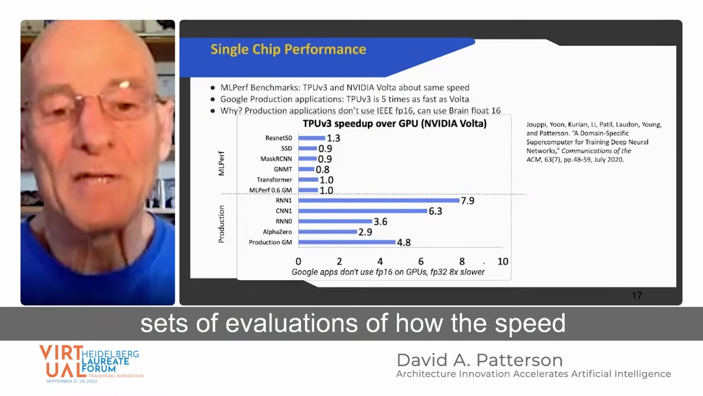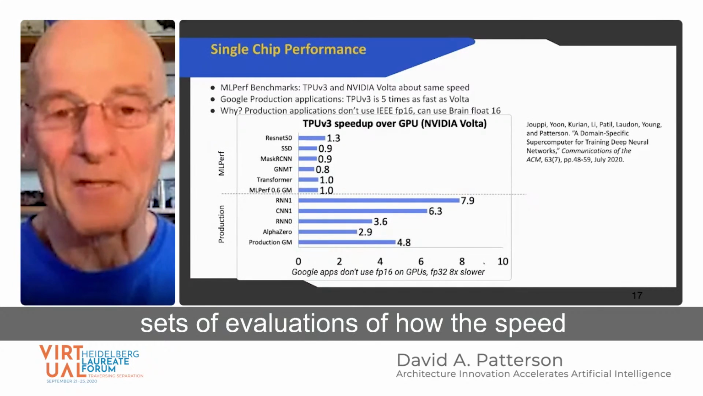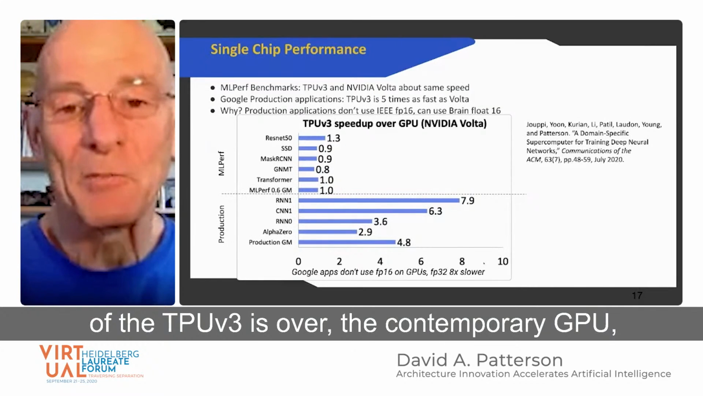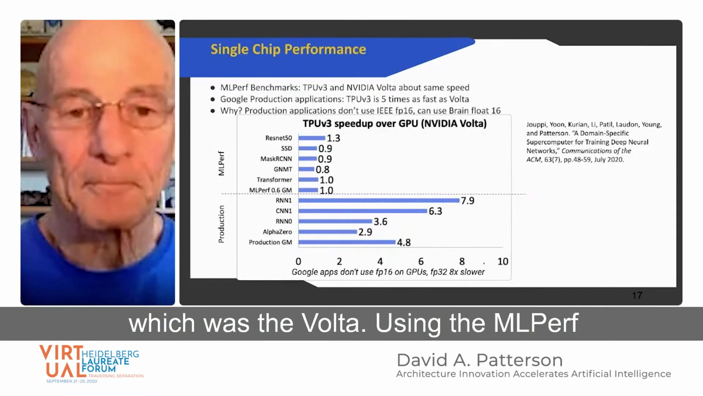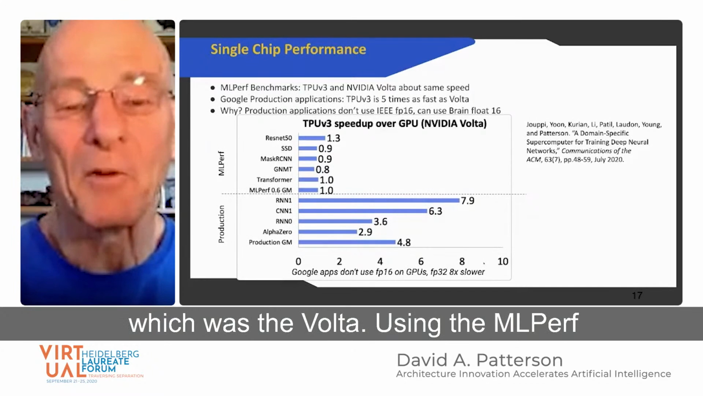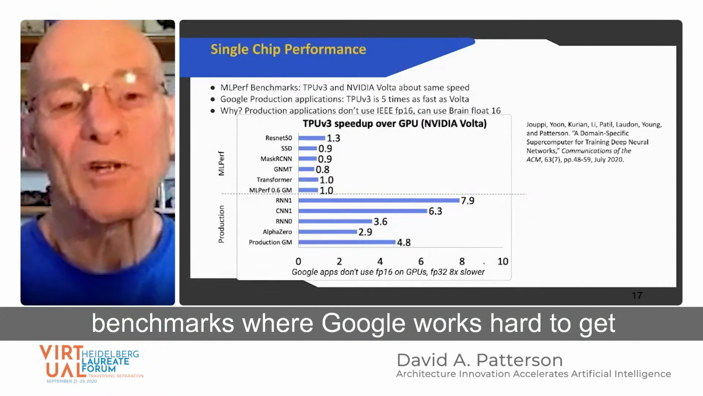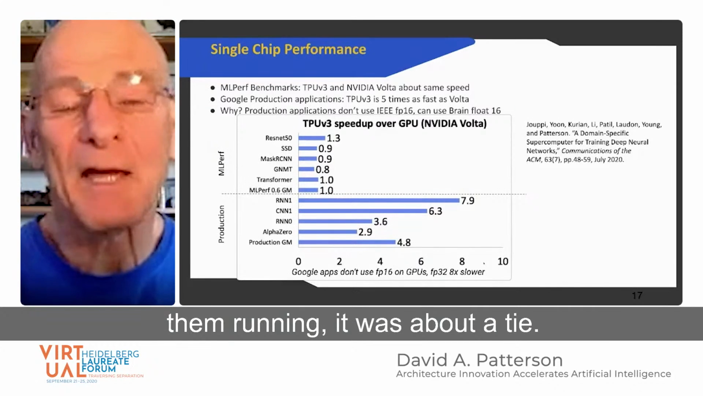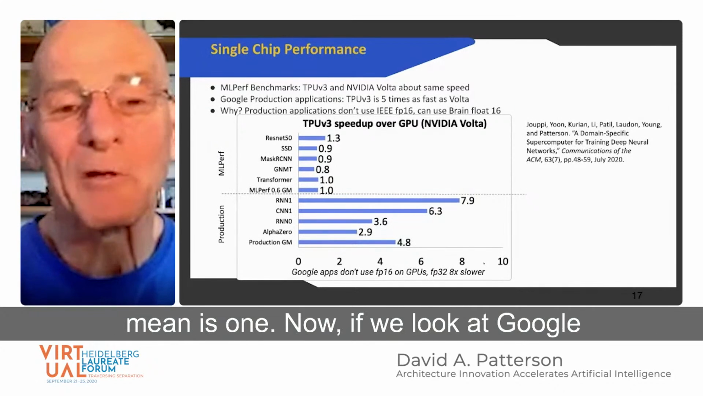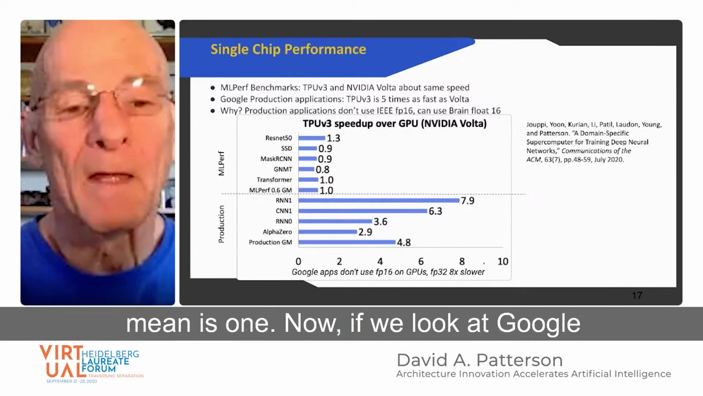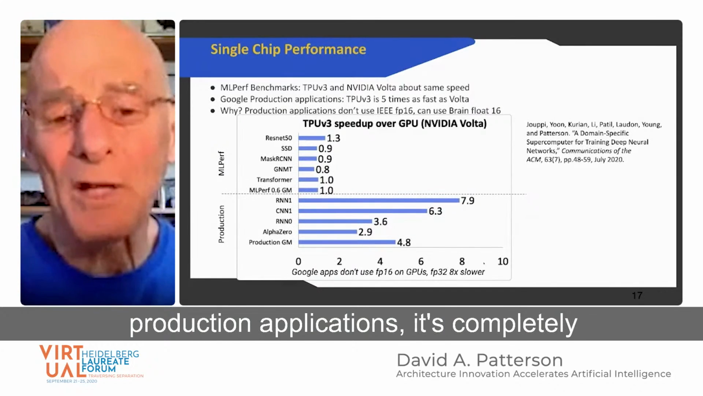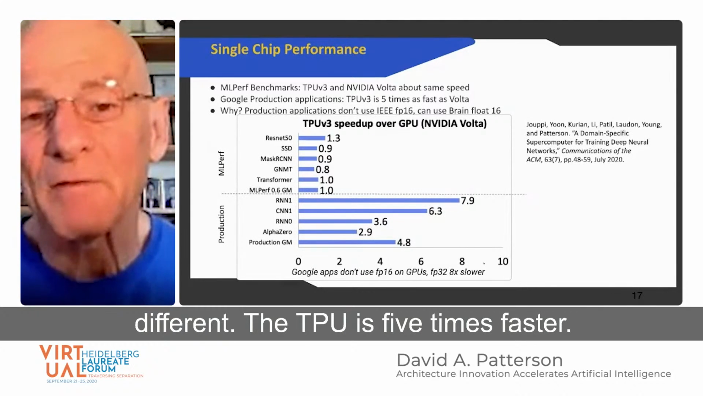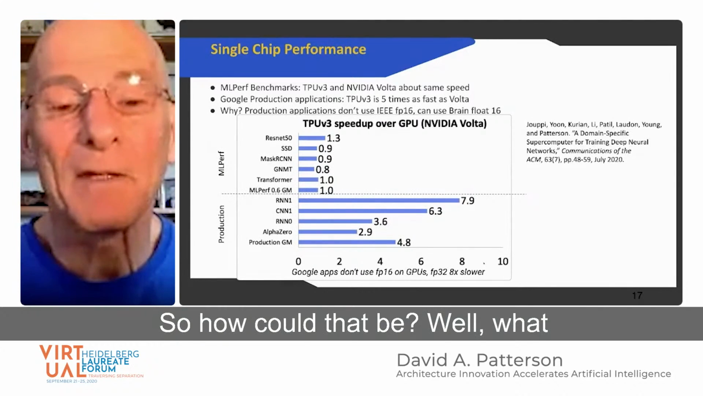So we've got 2 sets of evaluations of the speedup of the TPU v3 over the contemporary GPU, which was the Volta. Using the MLPerf benchmarks, where Google works hard to get them running and NVIDIA works hard to get them running, it was about a tie. It's about the same speed. The geometric mean is 1. Now, if we look at Google production applications, it's completely different. The TPU is 5 times faster. So how could that be?